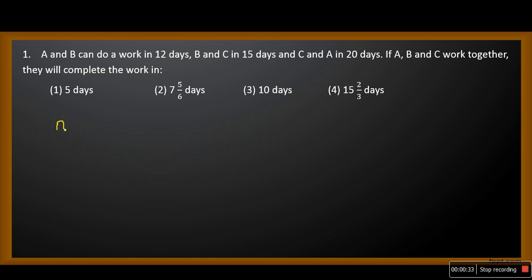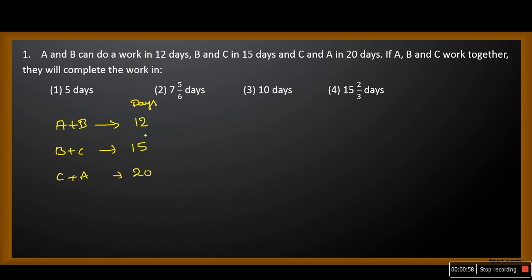What is given here? A and B. It means A plus B. Here we are adding the efficiency of A and the efficiency of B. With that efficiency, they can do the work in 12 days. B and C together can do the work in 15 days. C and A together can complete the work in 20 days.